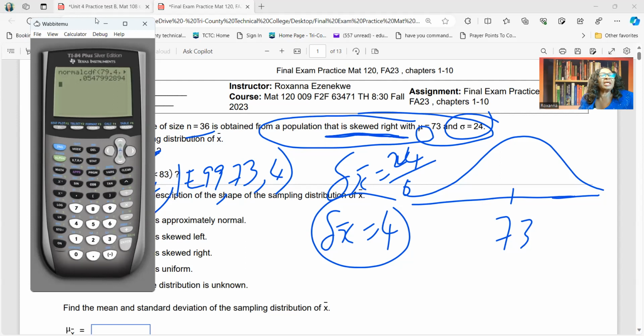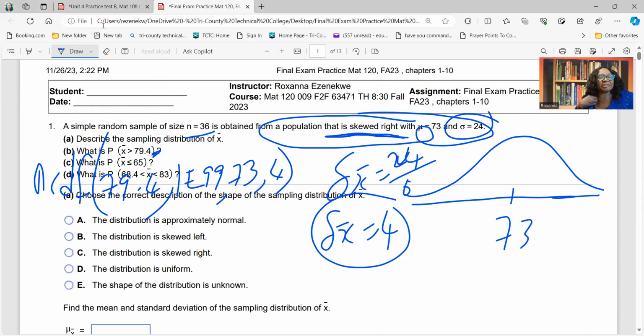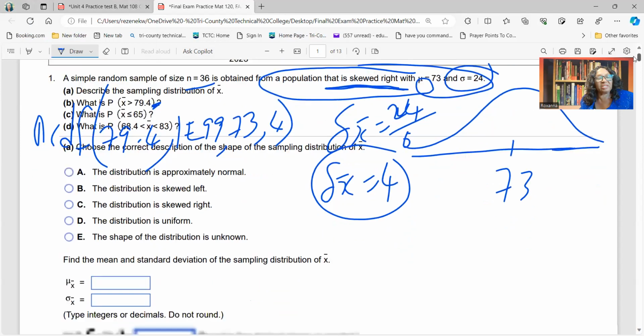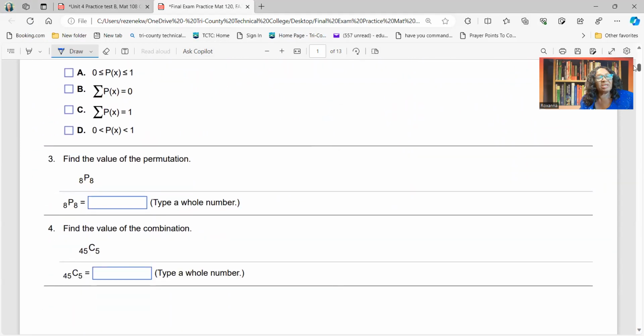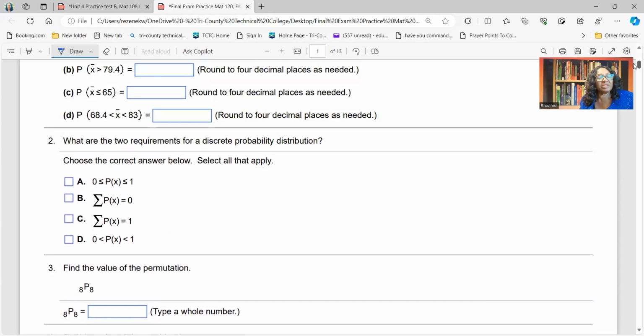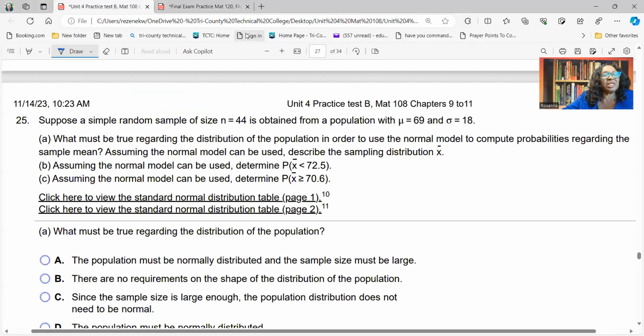Besides the standard error, all the things in normal distribution and central limit theorem are the same. That is the only difference. Okay, so we'll quickly go to confidence interval. Okay, so you can answer all these questions. All these questions are in your test too. Okay, find what are the 2 requirements for a discrete probability distribution. Oh, well, that one is on the final exam, so I'm going to skip it because we're not doing probability in this.